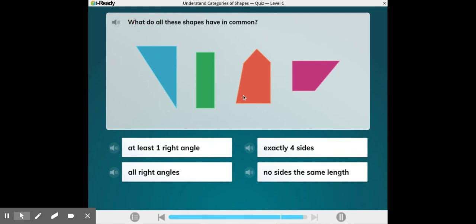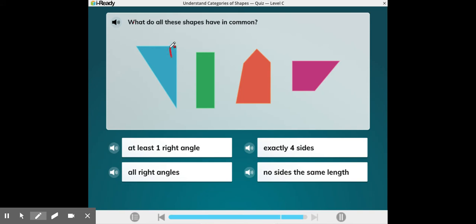What do all these shapes have in common? All right, again, we're looking for what is true about all of them. If it's untrue about just one of them, we can't pick that answer. All right, we're looking for shapes that have at least 1 right angle. That means they could have more, but they have to have at least 1. All right, so let's take a look.